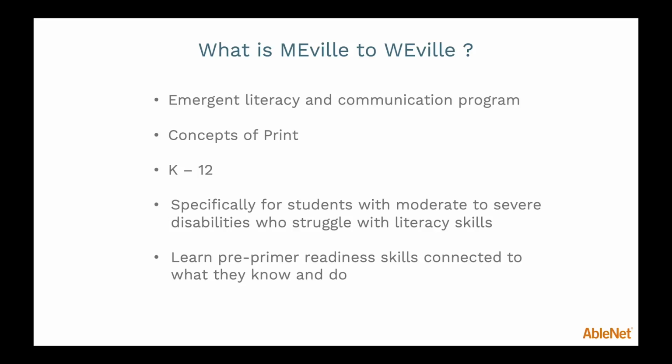MEville to WEville is designed for students K through 12 with moderate to severe disabilities who struggle with literacy skills. As we know, there are some students in all grade levels who are at the very beginning of literacy. There are students who do not know about words and letters or understand what reading is all about. This may be their first experience with reading or they may have had little to no instruction with literacy.